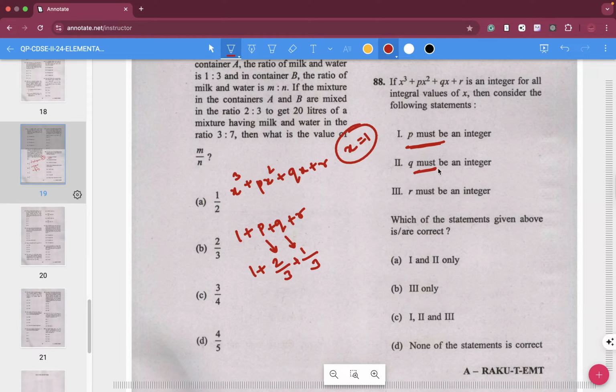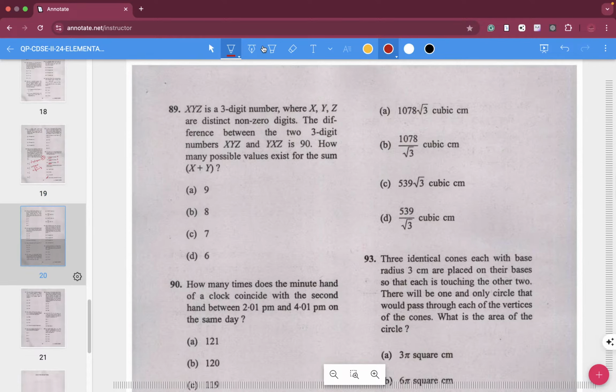So p must be an integer, q must be an integer, both are gone. Similarly, I'm saying the value of q is equal to 1 and the value of r is equal to 1 by 3. If you add all of this, you will see it need not be an integer for sure. So the correct answer for question number 88 is that none of the statements is correct, folks. Easy, absolutely easy.